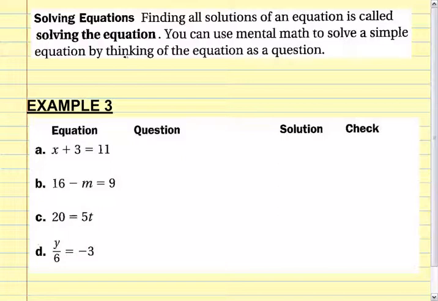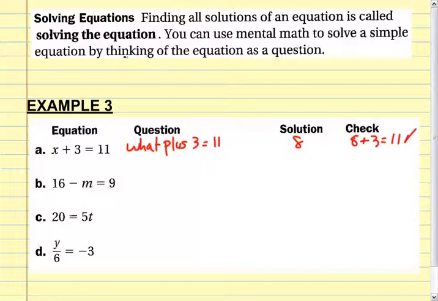X plus 3 equals 11. What is the question, Jenna? What plus 3 equals 11? And what plus 3 equals 11, Jenna? 8. Now they want us to check that. So let's plug in 8 for x. 8 plus 3 equals 11. Is that true? Good. Nice.